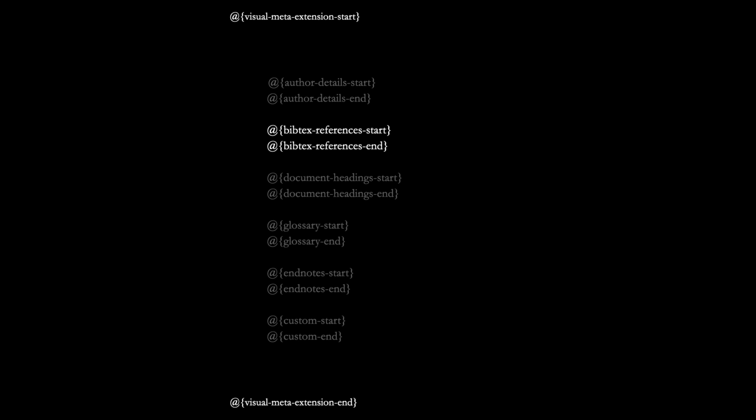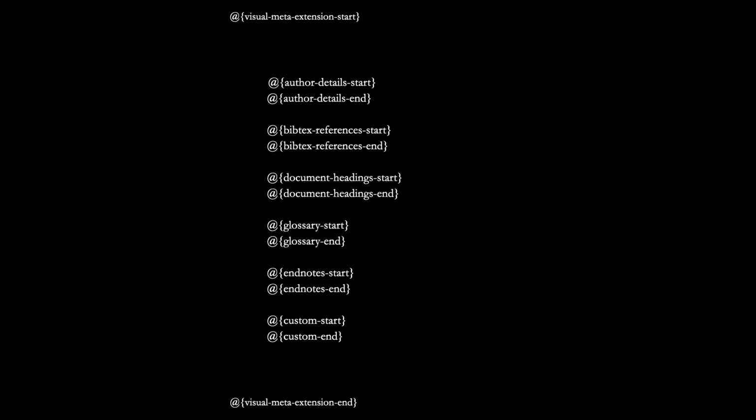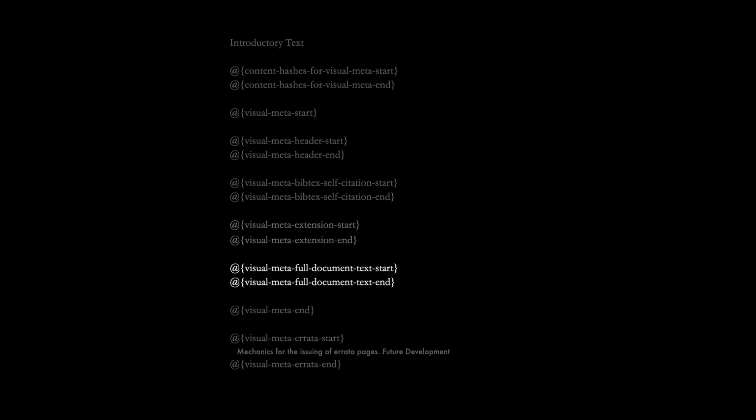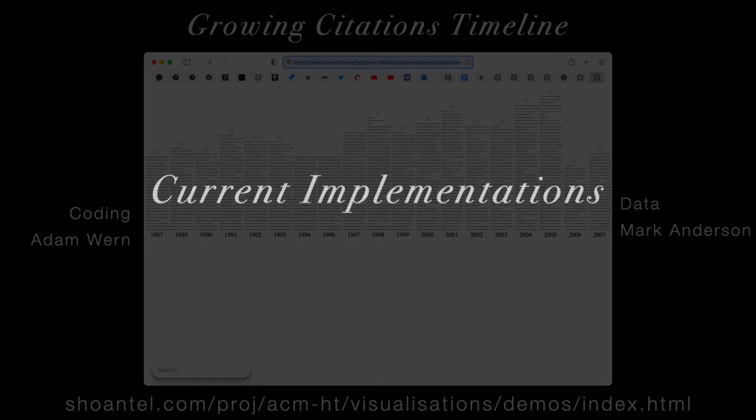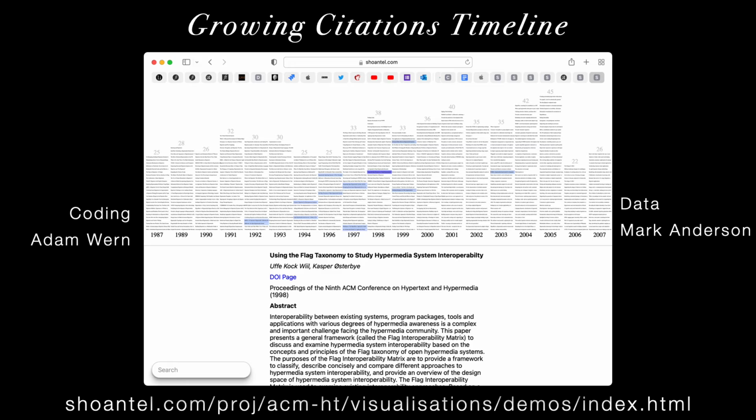We can also add the entire references of that document, all the headings. We can have an interactive glossary, endnotes can go in here, and you can even add anything you like as long as you describe what it is. We're experimenting with adding the entire document to Visual Meta to see if that helps with analysis. And at the end, we are looking at how to have an errata section, very much like having a piece of paper added to a book or document in the olden days, but in a way that is tied to the document digitally. Current implementations are an amazing timeline by Adam and Mark.